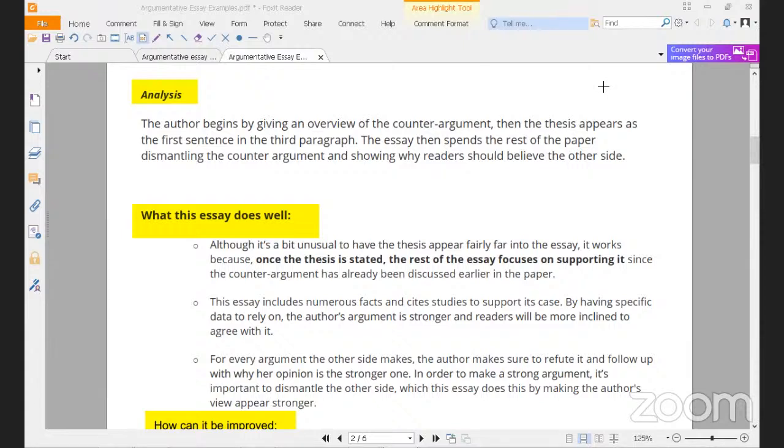All right, kids. So tomorrow we're going to practice a little bit more in regards to argumentative essays. And well, for today, that's all that I have.